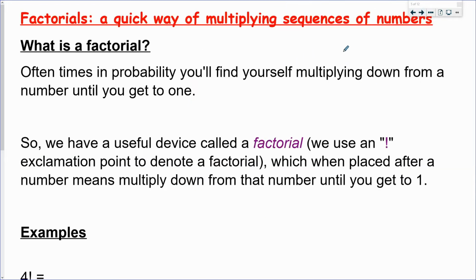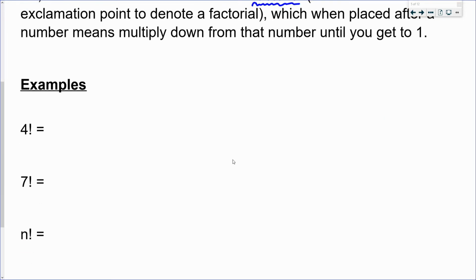So moving along, we're going to introduce a new thing called a factorial. Basically, in probability, you're often going to find yourself multiplying down from a number until you get to 1. I haven't gone to those questions yet, but it's going to start happening soon. So there's a useful mathematical device called a factorial, and we use an exclamation mark to denote it. When we place it after a number, it means you're going to start on that number and multiply down from that number until you get to 1. Always subtracting 1, you're going to do that.